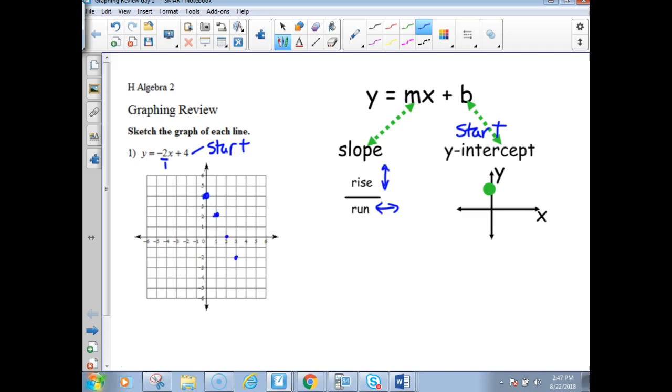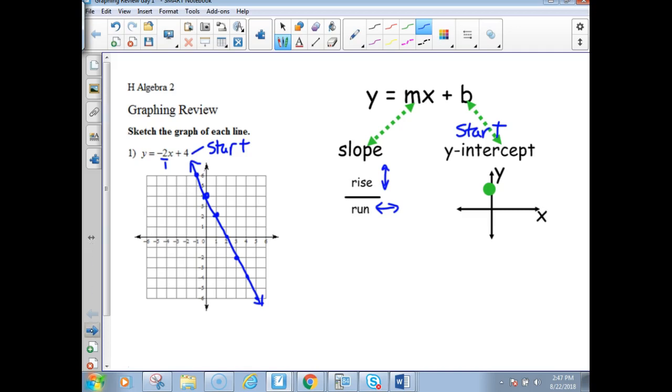Keep doing that. I don't want any stubby lines. Fill the graph. Reverse of down 2 right 1's, up 2 left 1, and then draw me a line. Try to hit the points. I try. And they go on forever, so they should have arrows.